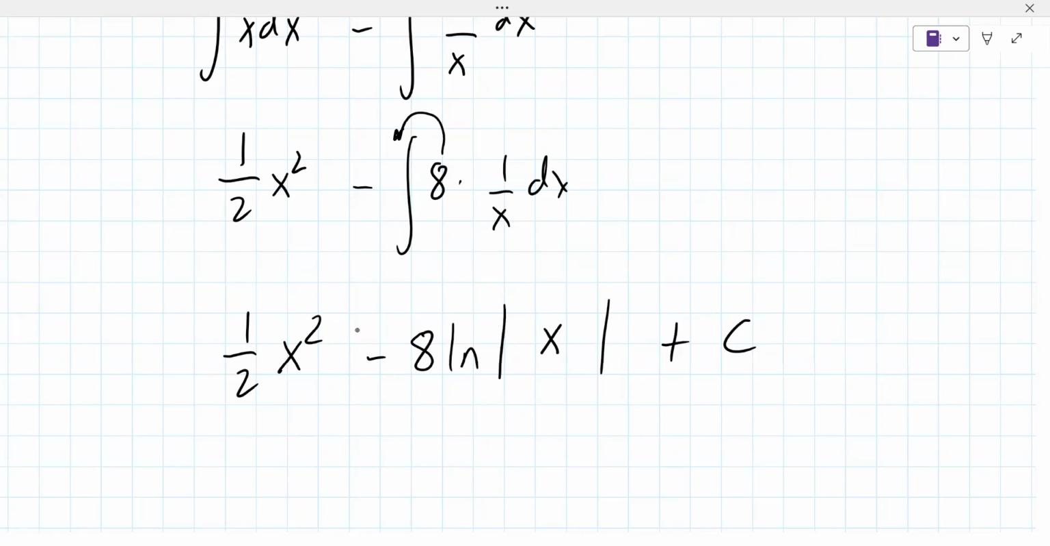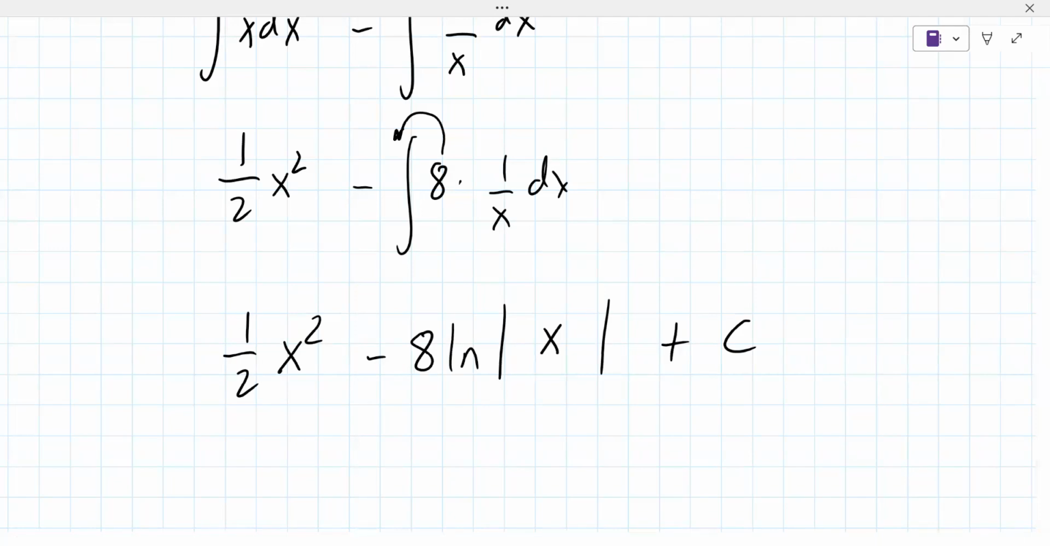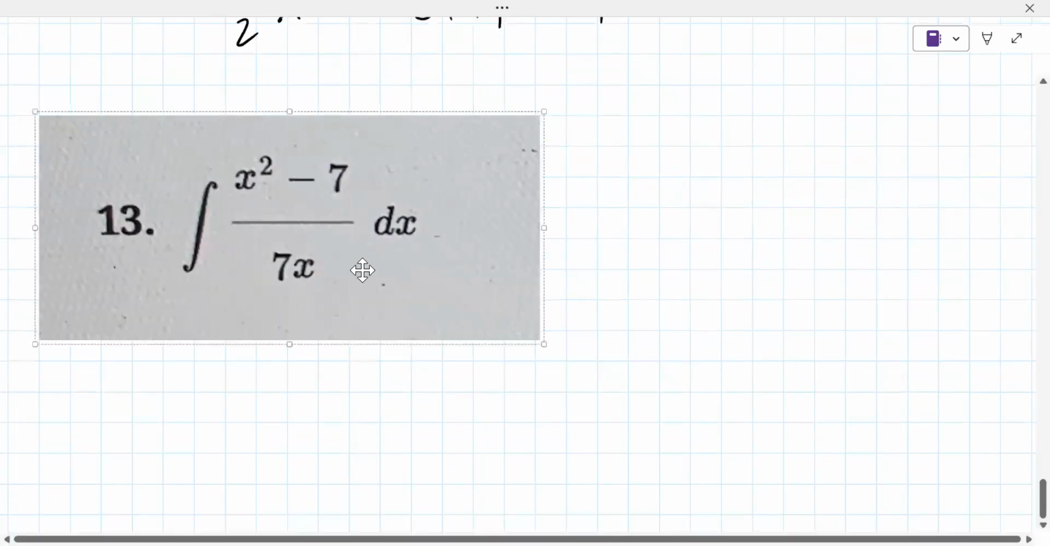Any questions on that? All right, why don't you try 13? It's really, really similar. In some ways it's maybe easier, but it's really similar to the one we just did. So why don't you try that?